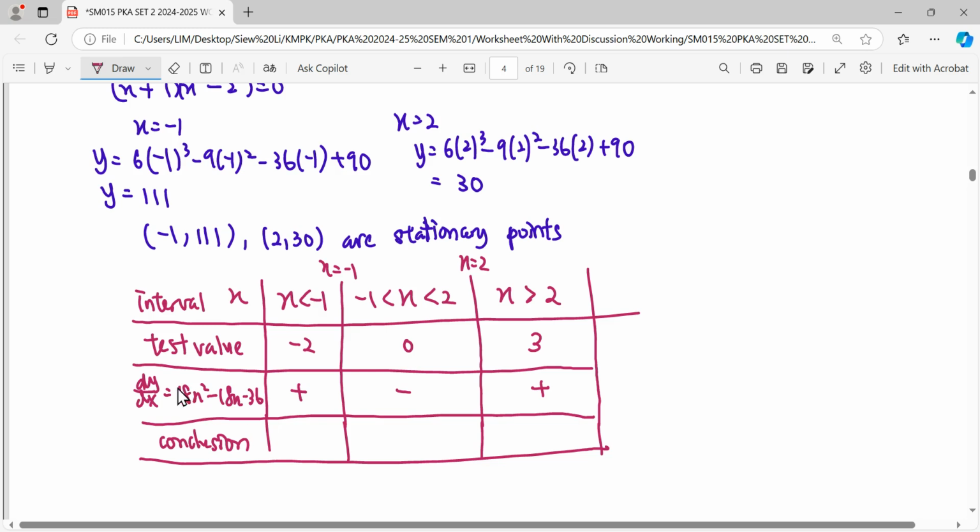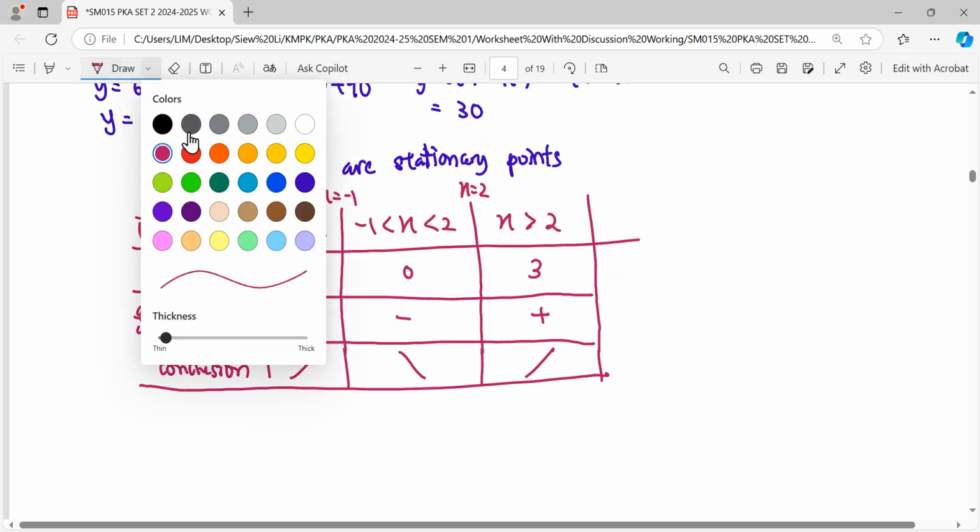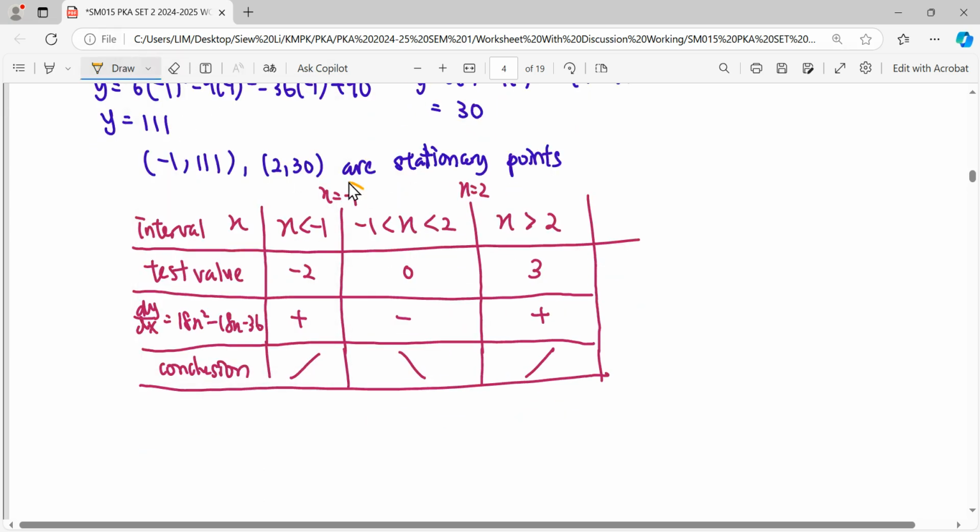So the conclusion for the first derivative test means the conclusion for the tangent. Positive, the tangent is increasing. Negative, the tangent is decreasing. So the gradient is going up, the gradient is going down. For positive, the gradient is going up. So you can observe here the point in the middle, going up then going down. This point is a maximum point. Meanwhile, for x equals 2, it's going down and going up again. So this point is a minimum point.